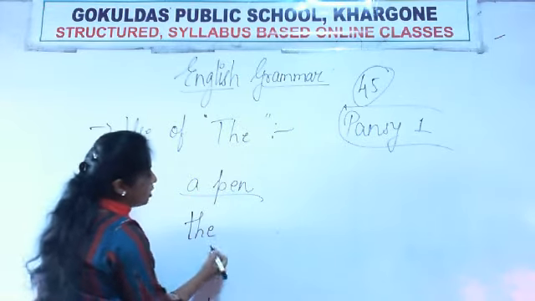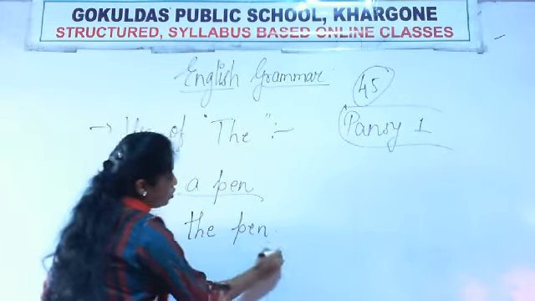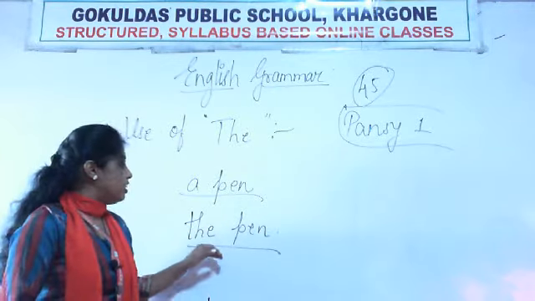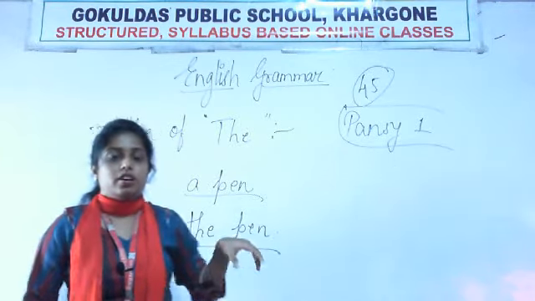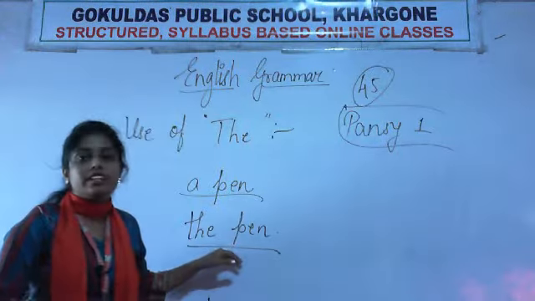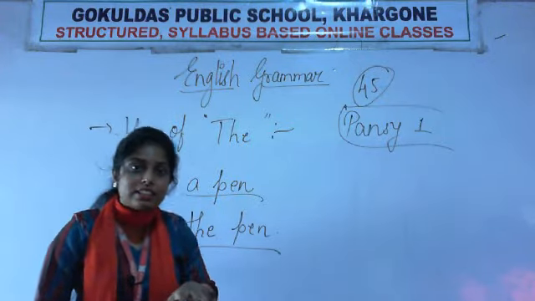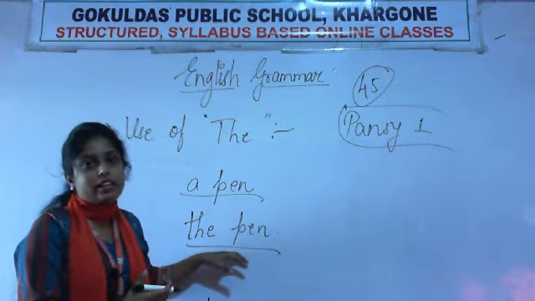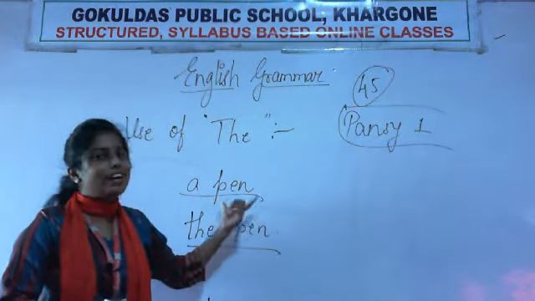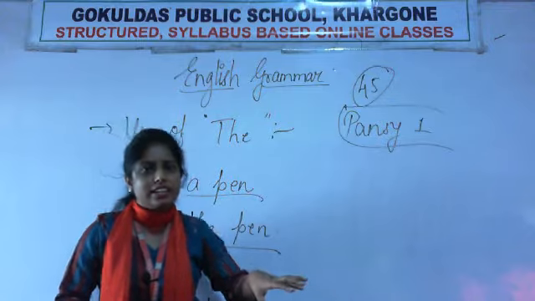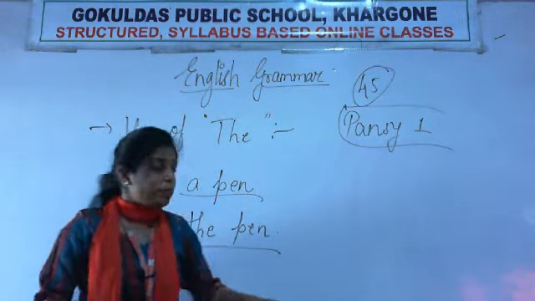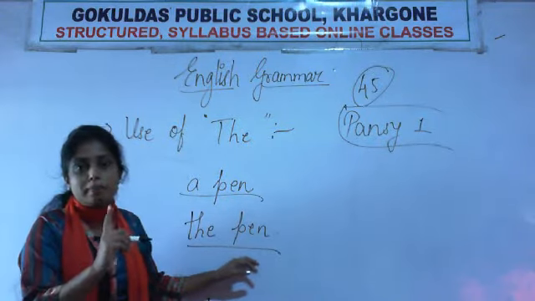when you will use the before this, now you are talking here about a particular pen. Okay, for example, the pen which my mother bought for me, or the pen which is my favorite, that is the particularity of a thing. Okay, when you use a or an, that means there is no particularity in a thing. You are talking about anything, any pen, but here you are talking about one particular pen.